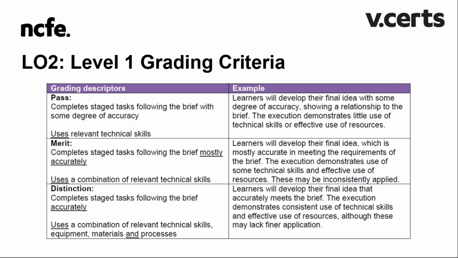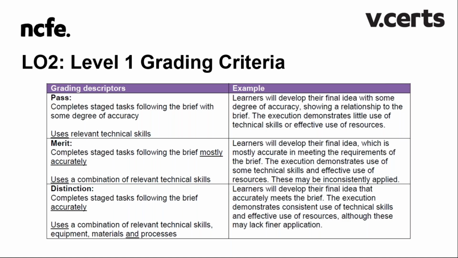The difference here is we've got a pass that uses relevant technical skills. So there still has to be some relevance. For a merit, it uses a combination of relevant technical skills, so we'd be expecting more than one technical skill demonstrated. And for distinction, there's a combination of skills, equipment, materials, and processes. So a little bit broader evidence for a distinction at level 1.